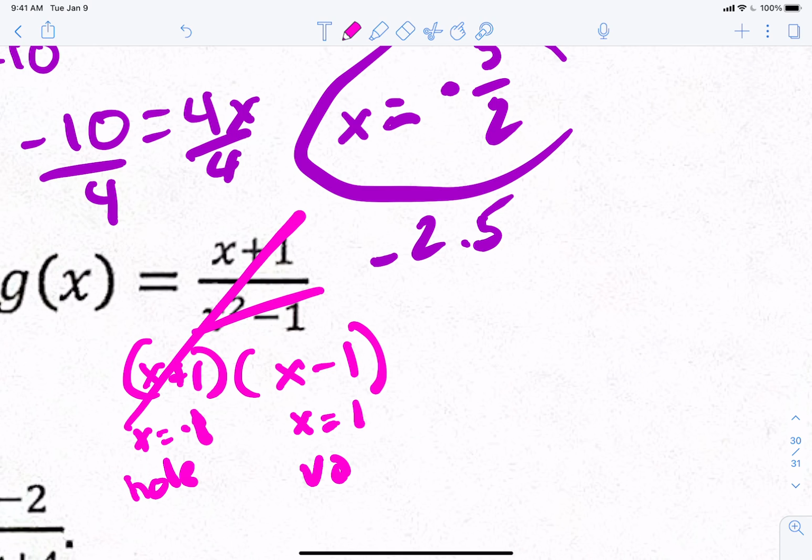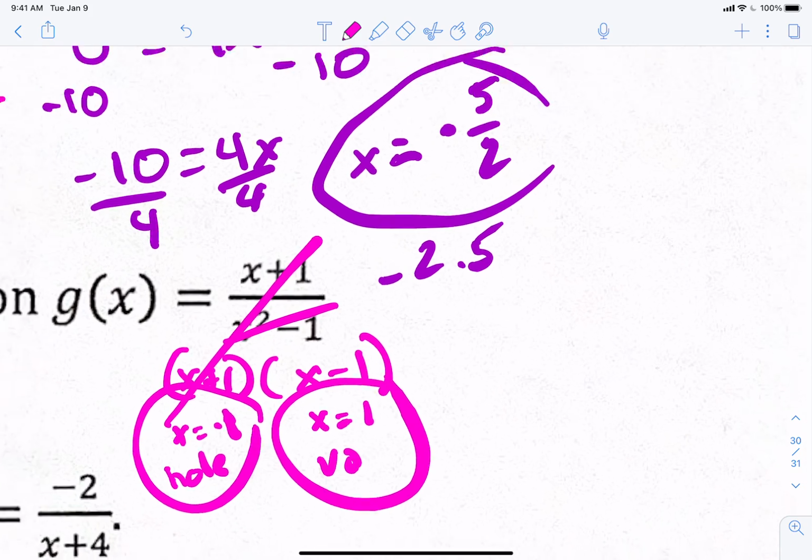The confusing part is, it's plus 1 in the factor, but after you set it equal to 0, it's actually minus 1. Does that make sense? Okay? So, x plus 1 canceled out, so that means x equals negative 1 is a hole. Right? X minus 1 is what's left over, that means there's a VA at 1. Right? Those are the two pieces. Hole at negative 1, VA at 1.